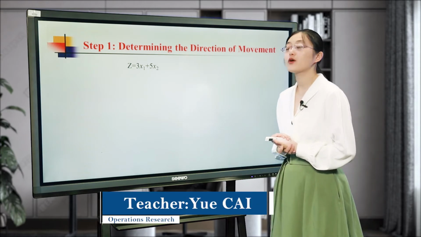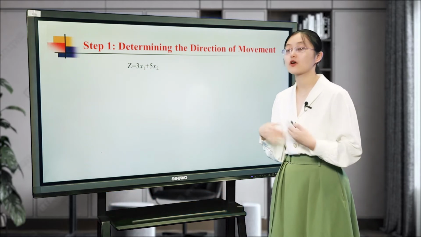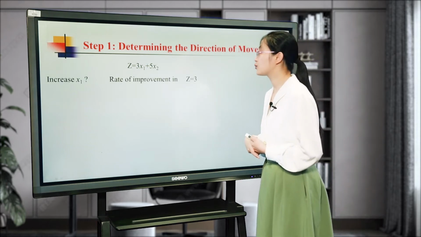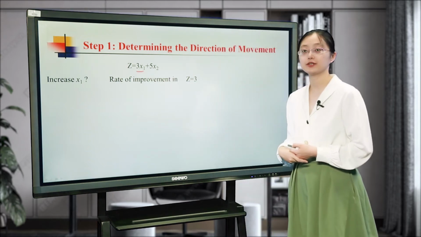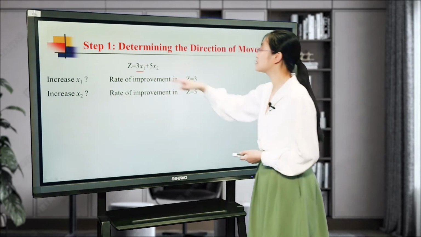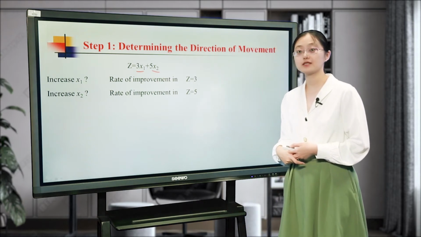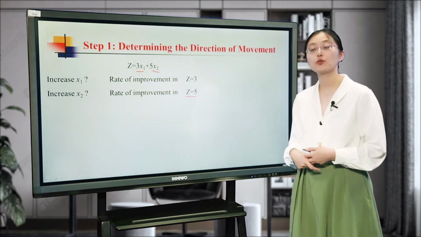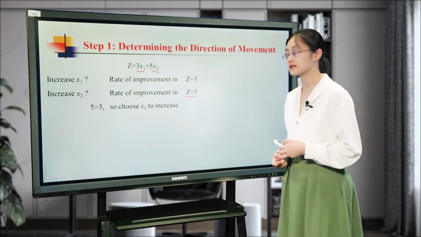Since we can increase both x1 and x2, we want to check whether we should increase x1 first or increase x2 first. If we increase x1 by 1 unit, the value of z will be improved by 3 units. On the other hand, if we increase x2 by 1 unit, since the coefficient of x2 is 5, the value of z will be improved by 5 units. Apparently, increasing x2 will be more efficient. So in this case, we choose x2 to increase.